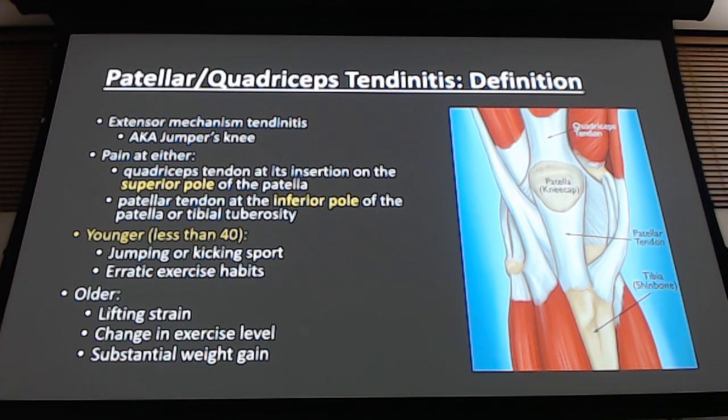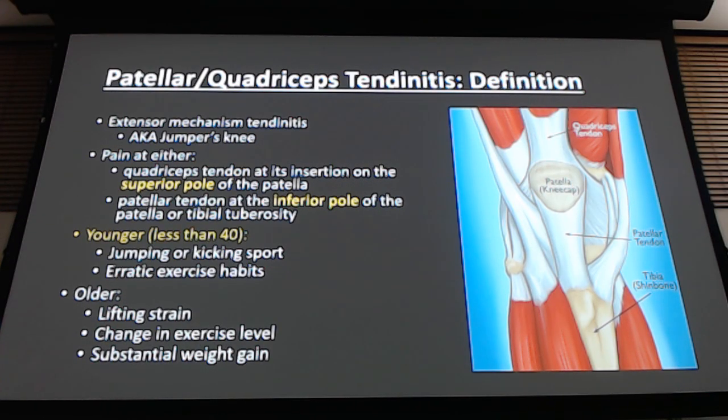So what is the typical population? Younger, less than 40. They get the tendonitis. So again, it's tendonitis. Don't get that confused when we start talking about the ruptures of both tendons, okay? So jumping, kicking sports, like I said before, erratic exercise habits. That's probably what most PA students have right now. It's where you do things when you're not conditioned or you're not warmed up, and you're doing explosive maneuvers and you're not as flexible as you need to be at the time. Make sense?